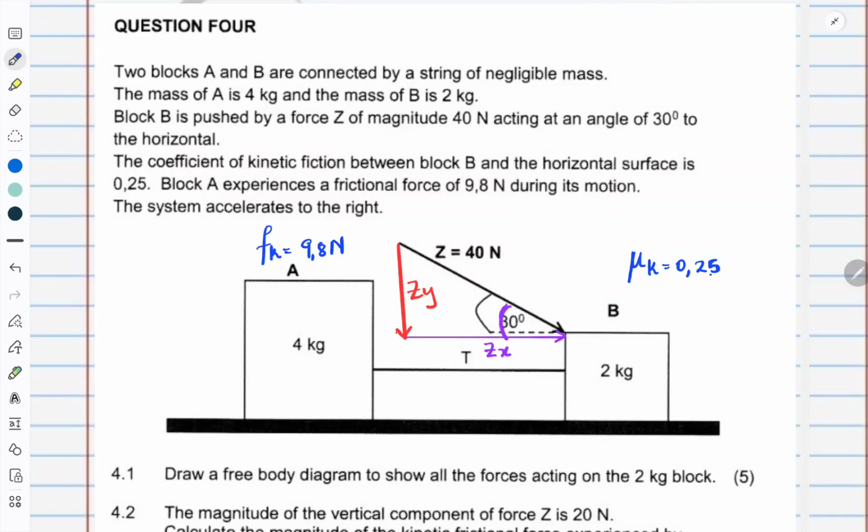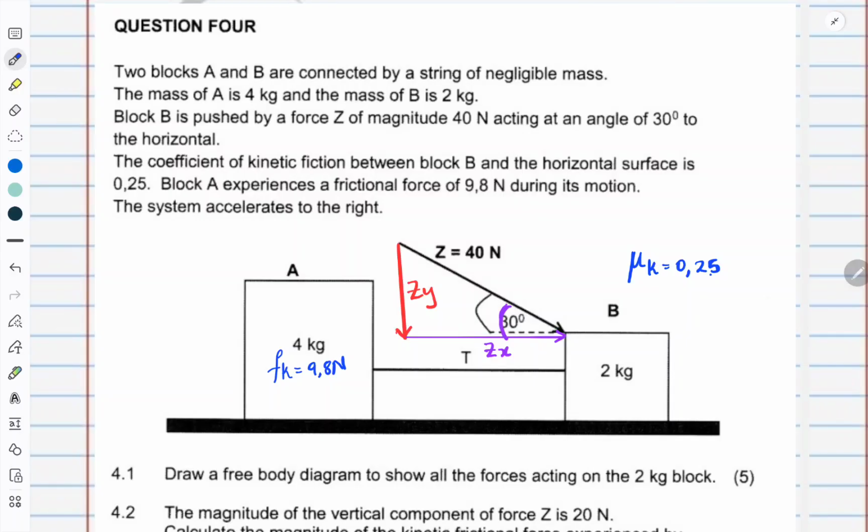Now imagine if they only said the coefficient of kinetic friction experienced by block B is 0.25 and they didn't give us the friction of A. We would have to assume that this coefficient is applicable to both A and B, since the blocks are on the same surface. But in this case they did give us the magnitude of the kinetic friction, so we don't have to worry about that for now. We have pretty much everything we need. Let me take this and just write it here.